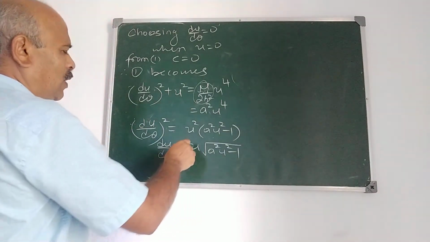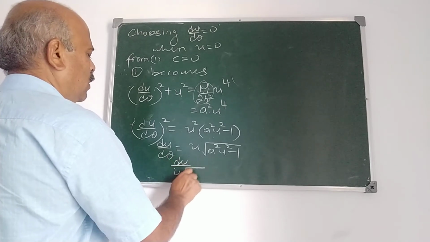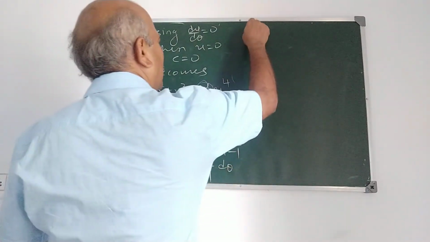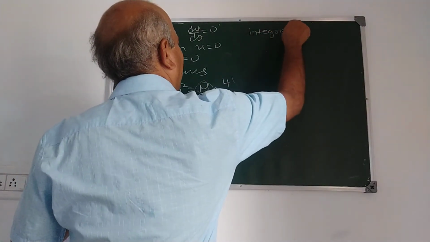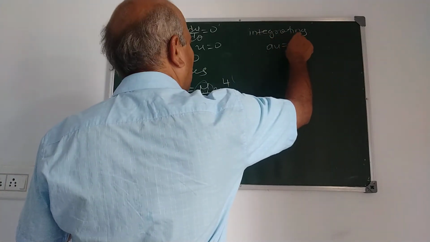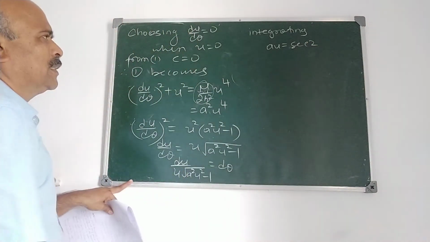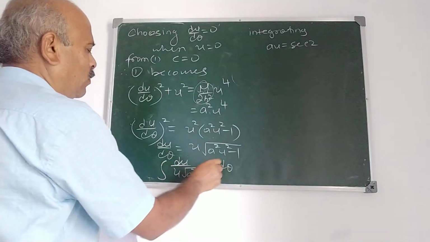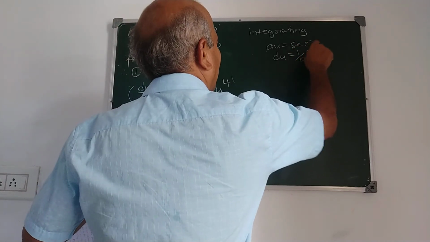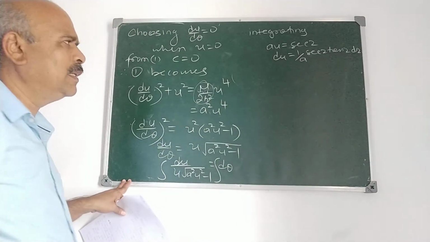Therefore, separating variables, only u and theta are variables here. Du by u root of a square u square minus 1 is equal to d theta. Now integrating again. For that we take au is equal to sec z. This is the substitution. Au is equal to sec z. Therefore du is equal to 1 upon a sec z tan z dz.